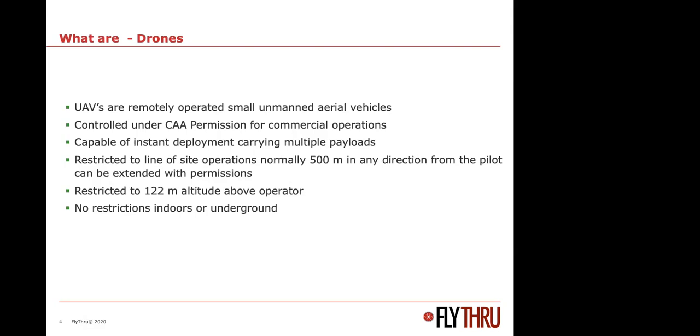And the majority of people are still restricted to line of sight, depending on the area in which we're capturing data. And in the norm, restricted to that 400 feet or 122 meters ceiling of operations. Obviously, no restrictions indoors or underground, because the CAA don't operate in that airspace. Doesn't mean to say that we don't have to operate safely within those as well.